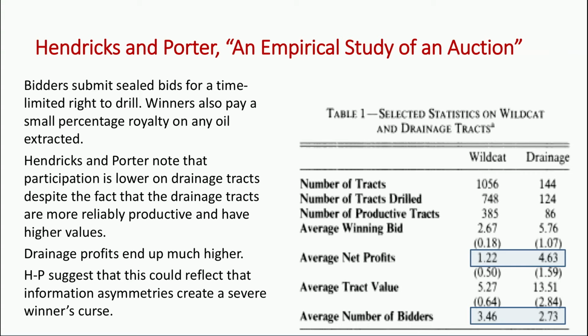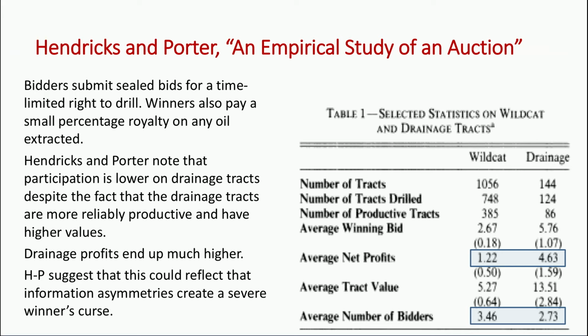One thing that's interesting about this is, if you look at the fraction of these tracts that are productive, and I guess it's really hard to see this, there were, in this data set, 1,056 wildcat tracts, and only 385 had oil. There were 144 drainage tracts, and 86 had oil. So a much higher fraction have oil. The average value of the oil taken out of the wildcat tracts is 5.27. I guess that must be millions of dollars in oil. The drainage tracts have $13.5 million of value on average.